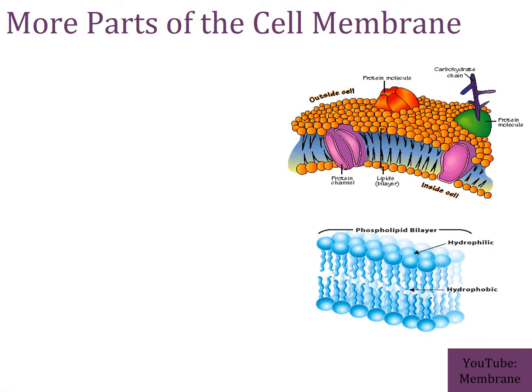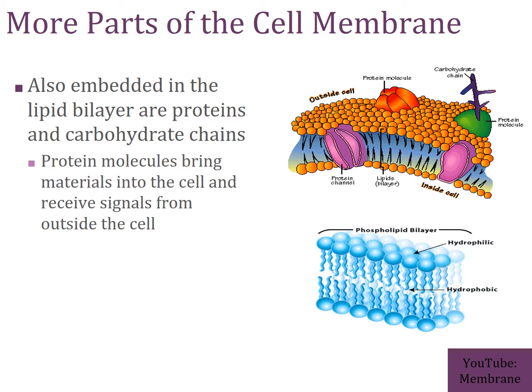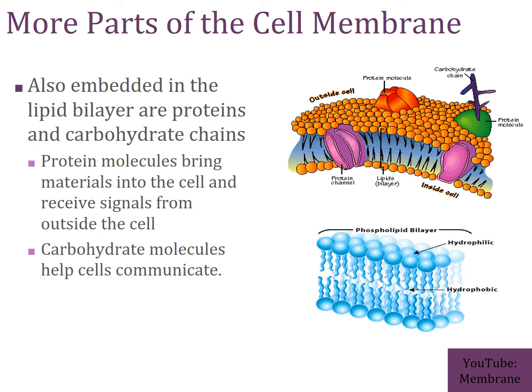Let's talk about the other parts of the cell membrane. So we talked about the phospholipids, but there are also proteins and carbohydrate chains in the cell membrane. Protein molecules are going to bring materials into the cell, so they can either form a channel or a pump, and they will help to receive signaling from outside the cell. The carbohydrate molecules are super cool. They're actually the way that the cells communicate with each other. They will talk to each other using the carbohydrate chains.